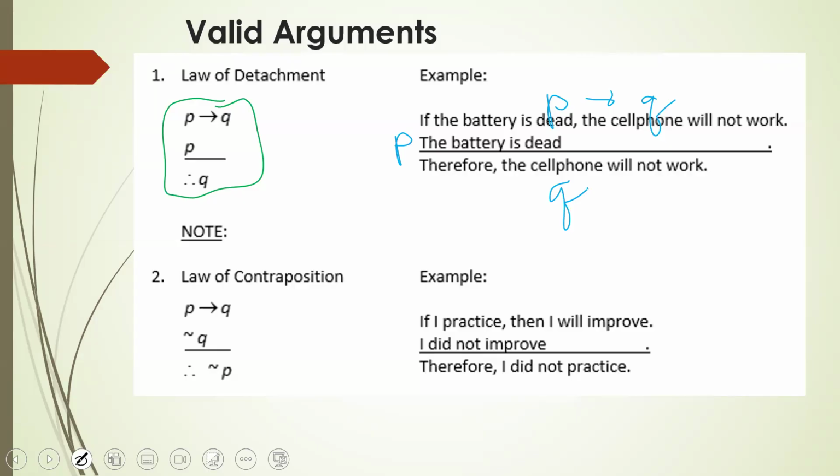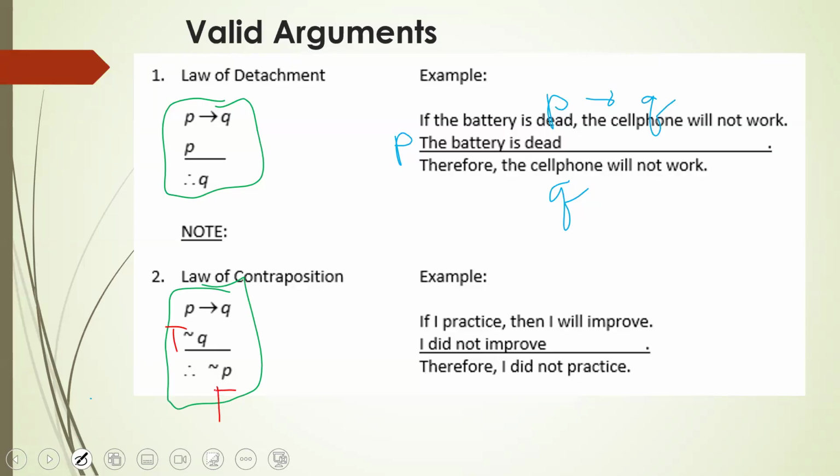The next is what we call the law of contraposition. If you remember, this will be based on the fact that if the conditional statement is true, then the contrapositive is also true. So we again start with the symbolic representation and our premises. Our first premise is that P implies Q is true, just like the previous one. This time we're going to assume that not Q is true, so the second part of the conditional is not true.